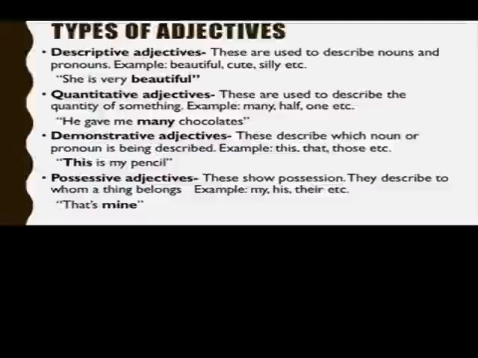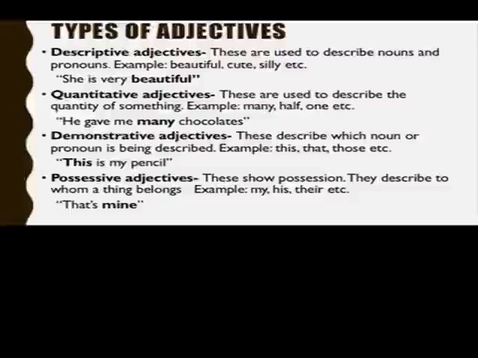Next, we will discuss the types of adjectives. Descriptive adjectives are used to describe nouns and pronouns. Example, she is very beautiful. Here, beautiful acts as a descriptive adjective. Quantitative adjectives are used to describe the quantity of something. Example, he gave me many chocolates. Here, many acts as a quantitative adjective.